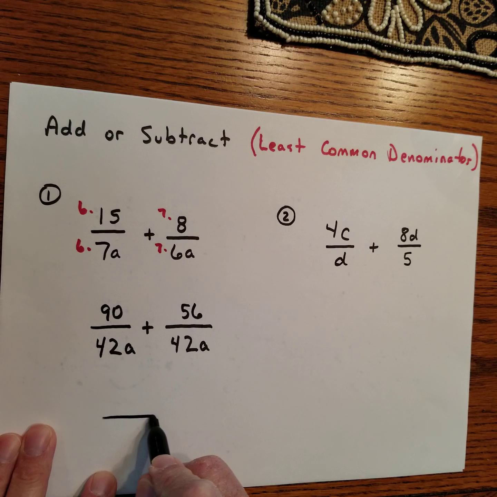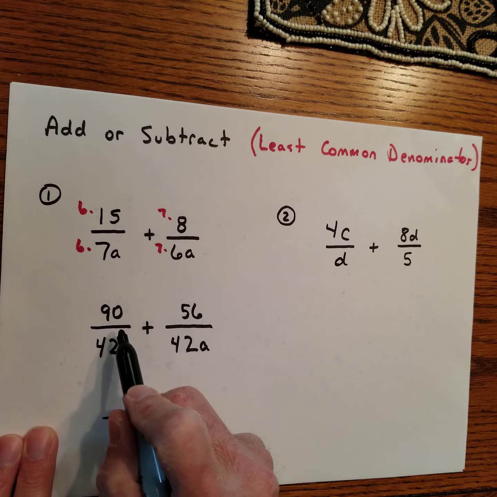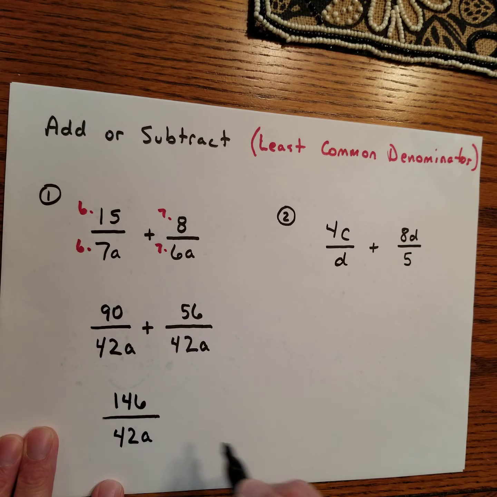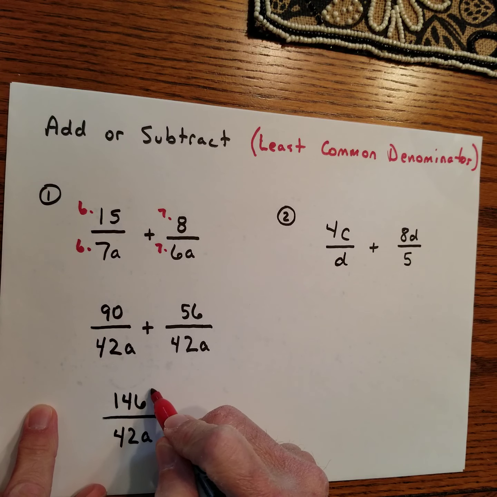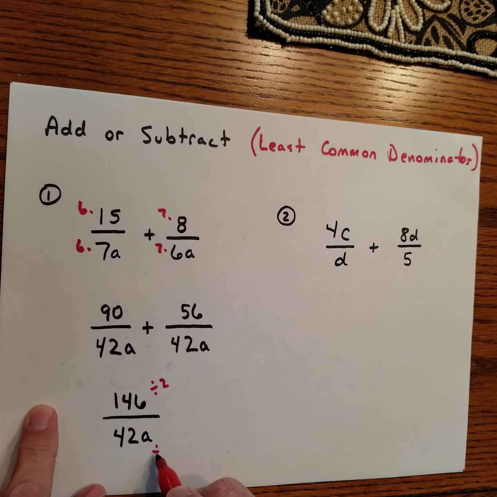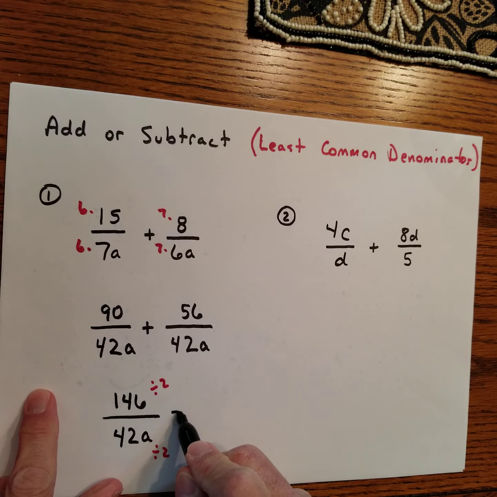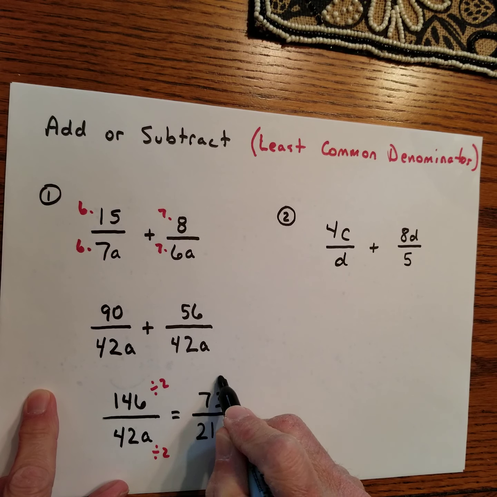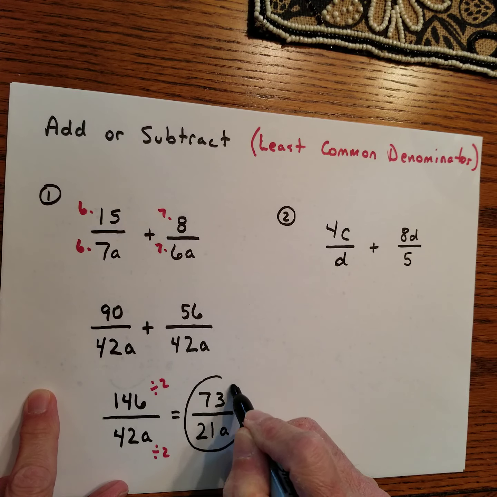Let's keep that common denominator. Add up the numerators. 90 plus 56 is 146. That's a great answer. Let's see if it reduces. 146 and 42 are both divisible by 2. 146 divided by 2 is 73. 42 divided by 2 is 21, so that's 21a. Perfect.